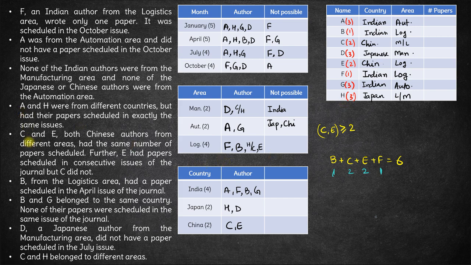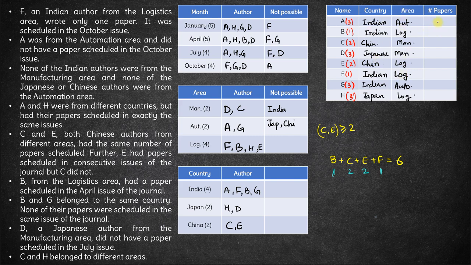How do we figure that out? Here it was given that C and E, although they are from the same country, they are Chinese, are from different areas. So C and E are from different areas. So if E is from logistics, C cannot be from logistics. Hence C has to be from manufacturing. That means H is from logistics. H must be the logistics guy. Okay. So now we know about the number of papers for each person, country and area.